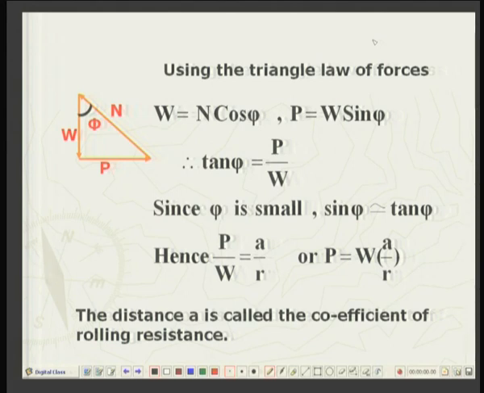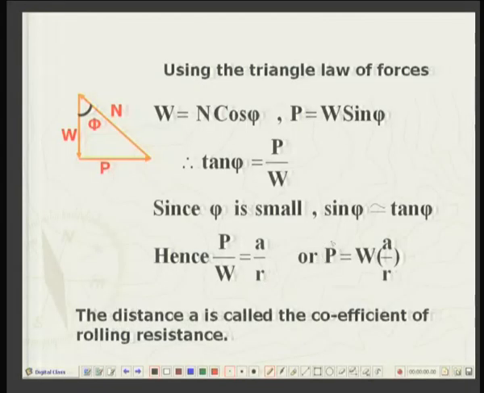This new constant A is called the coefficient of rolling resistance. Well, it's different from the coefficient of static friction, mu, which was a dimensionless quantity. Here A will have the dimensions of length, millimeter or meter, etc. Then A over R will become dimensionless and P will have the same dimensions as that of W.